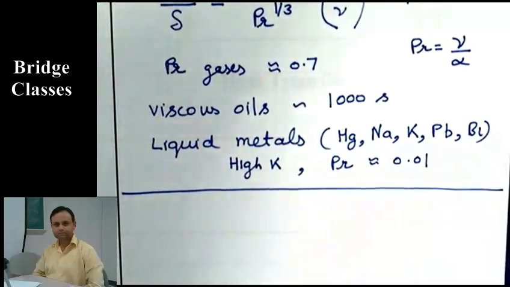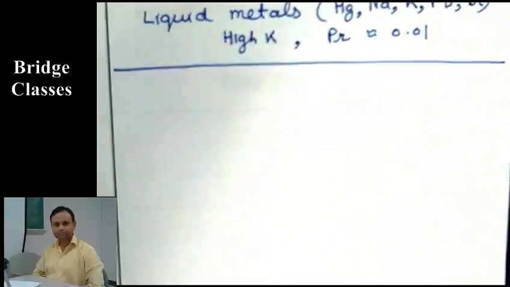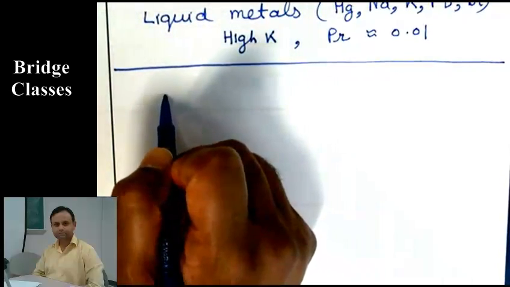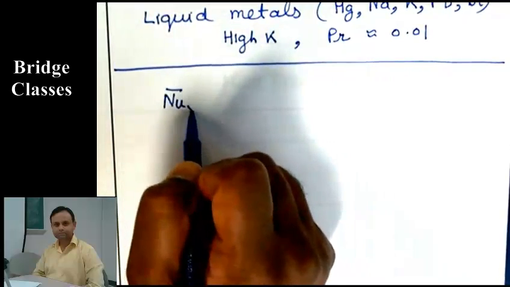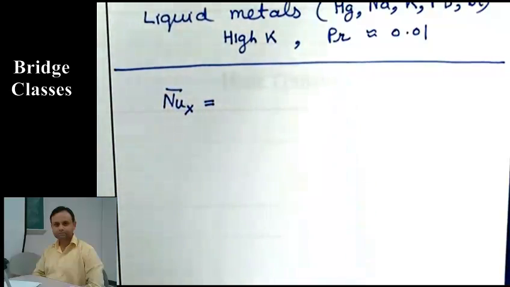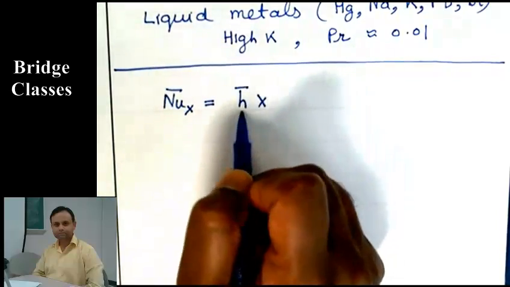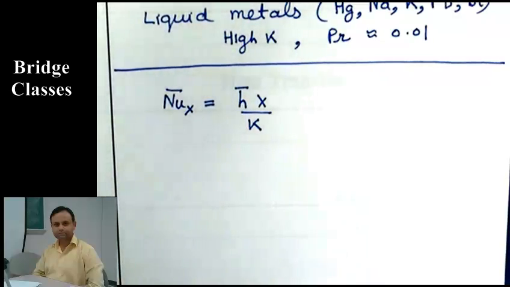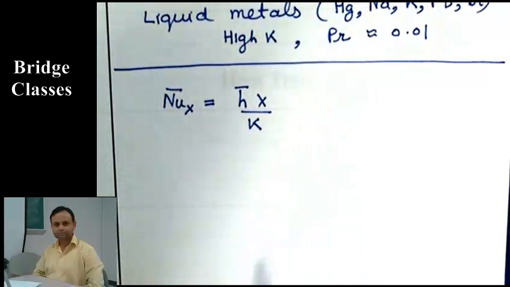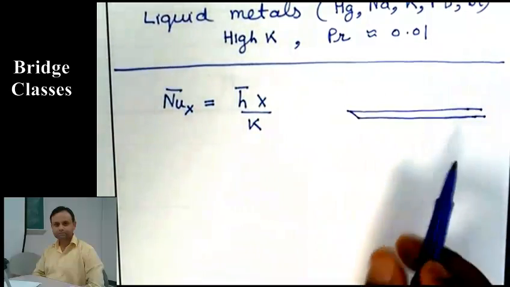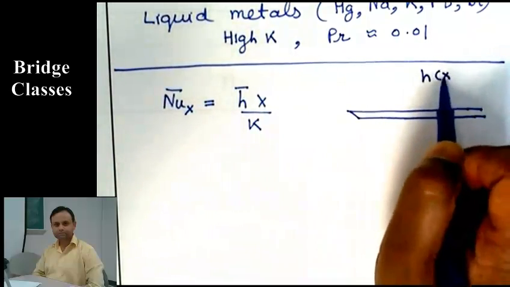Now we can also write expressions for average properties. The average Nusselt number up to distance x will be the average convection coefficient times x over k. I hope you understand the difference between the local and average values. This convection coefficient h varies. So again, look at the flat plate. This h is a function of x.